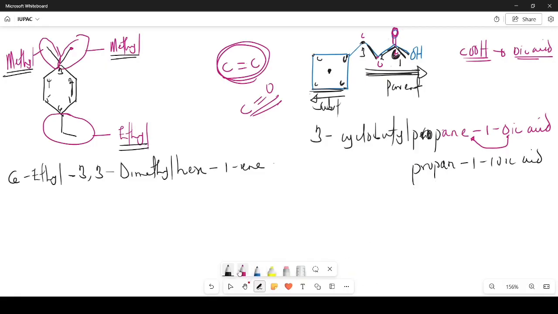So let me quickly give you an assessment. Drop your answer in the comment section. Name this compound.